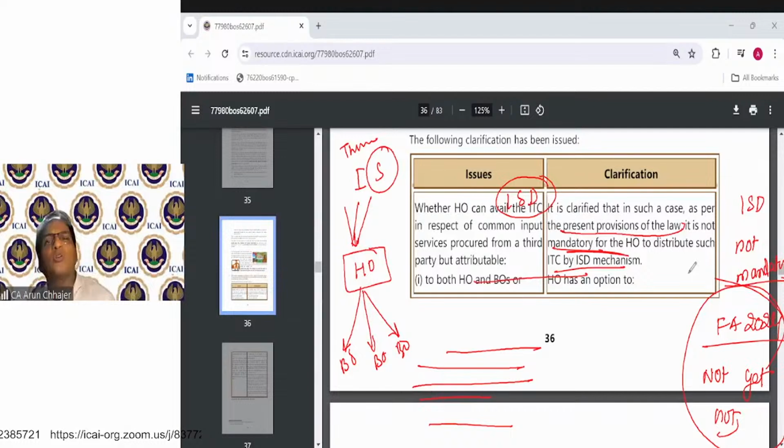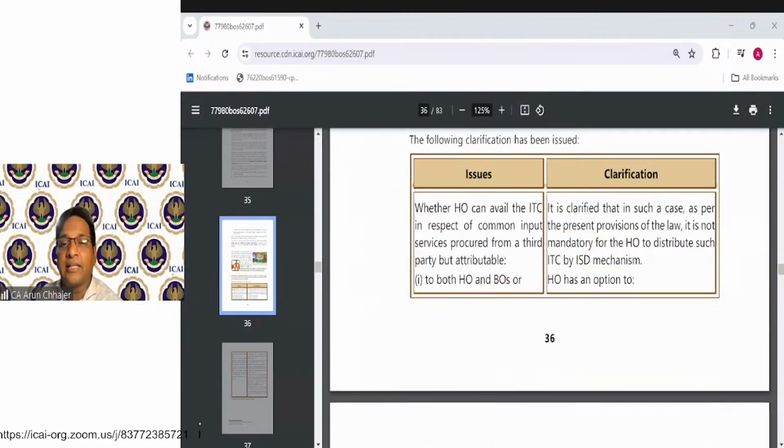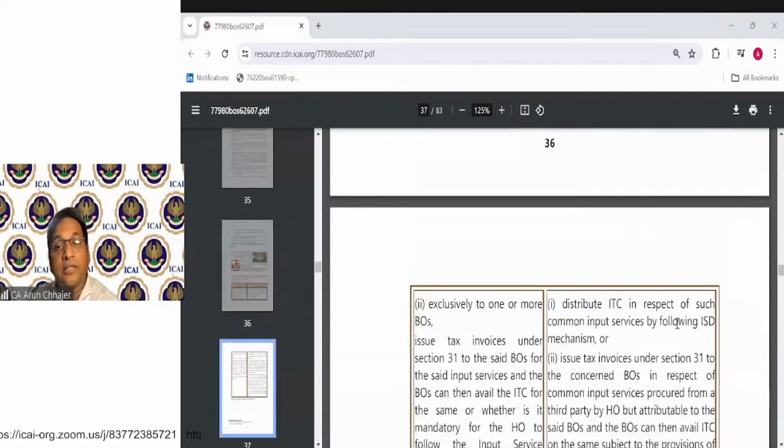So in future, whatever date it comes, when the provision of the Finance Act becomes effective, on or after that day we can say the ISD provision is mandatory. Till that time, Circular 199 has clarified that the ISD provision is not mandatory. Therefore, HO has two options. Either it can distribute the ITC through the ISD mechanism. Not mandatory means optional.